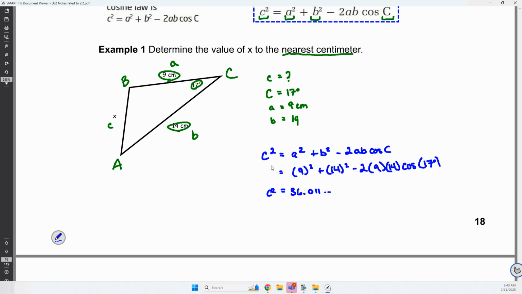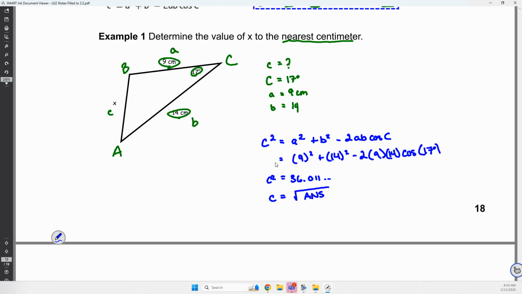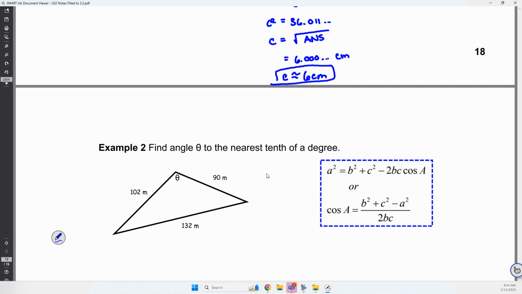I'm going to go on my calculator and square root both sides. On your calculator, you would probably do something like this, square root the answer, and that leaves us with 6.000, and it carries on for a bit, centimeters. So that means our nearest approximation is c is roughly equal to 6 centimeters. There we go. It's actually quite easy to do as long as it's labeled correctly.